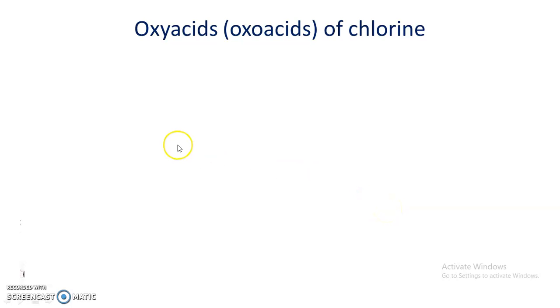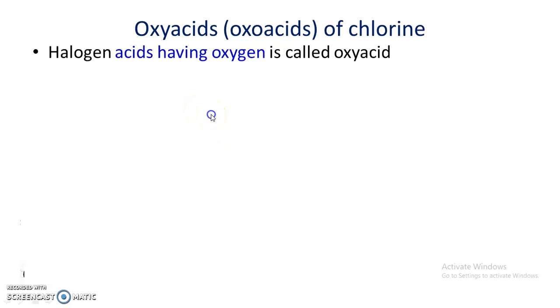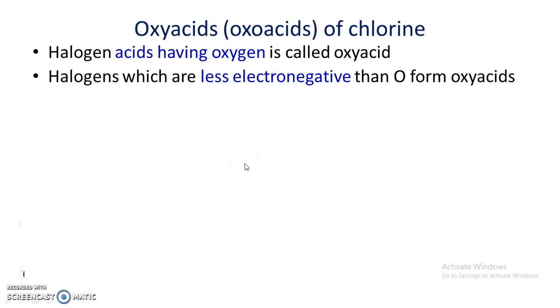In this video, we are going to discuss the oxyacids of chlorine, or oxoacids of chlorine. Generally, the halogen acids having oxygen are called oxoacids or oxyacids. The halogens are fluorine, chlorine, bromine and iodine. Out of these halogens, those which are less electronegative than oxygen are able to form oxyacids. Fluorine is more electronegative than oxygen, and therefore fluorine is unable to form oxyacids.